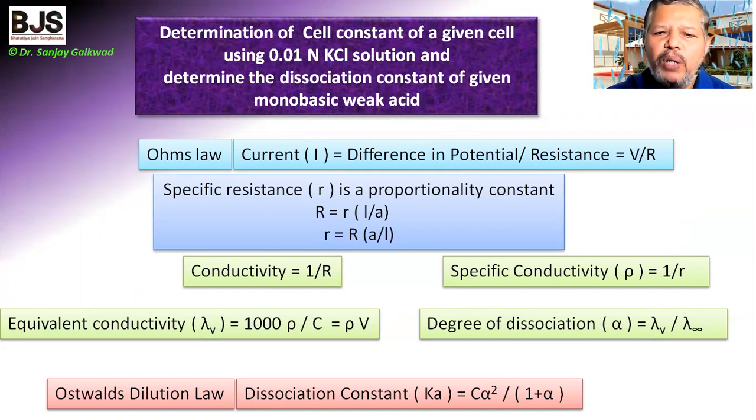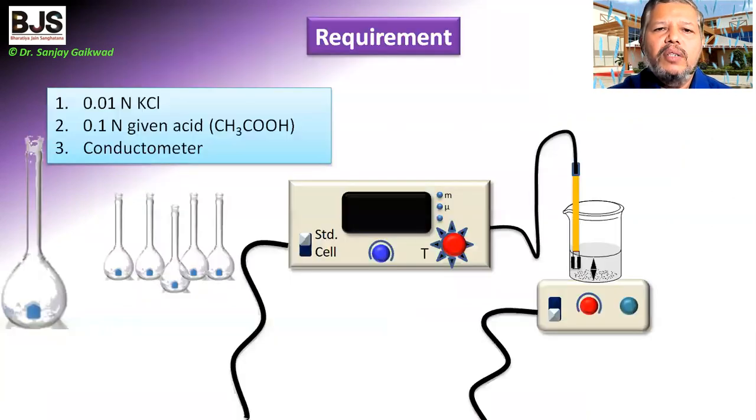Now we have to calculate first the specific conductivity, that is the kappa value. This is 1 upon specific resistance. From that we can calculate the equivalent conductivity, and from the equivalent conductivity one can easily calculate the degree of dissociation, that is how much ions are formed or how much monobasic acid gets dissociated in the water. From the degree of dissociation we can calculate the dissociation constant with the help of Ostwald dilution law.